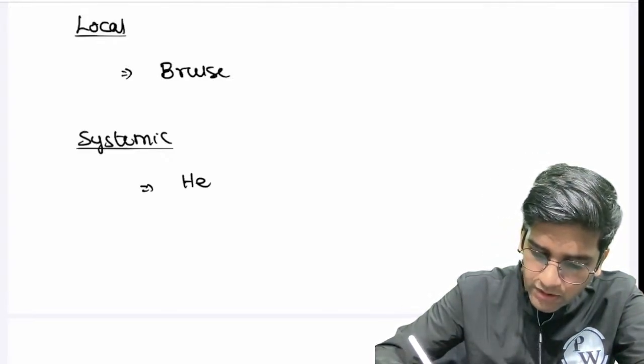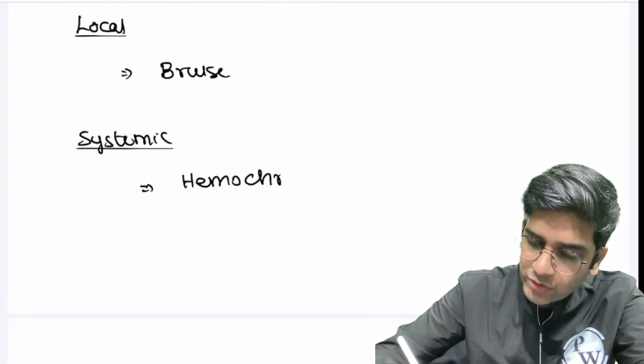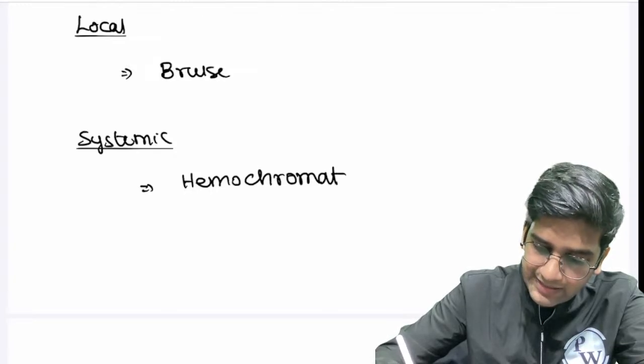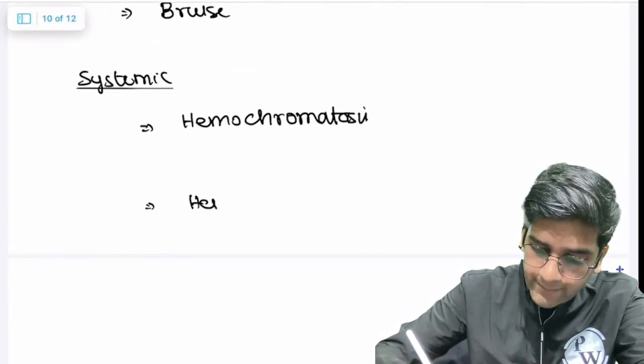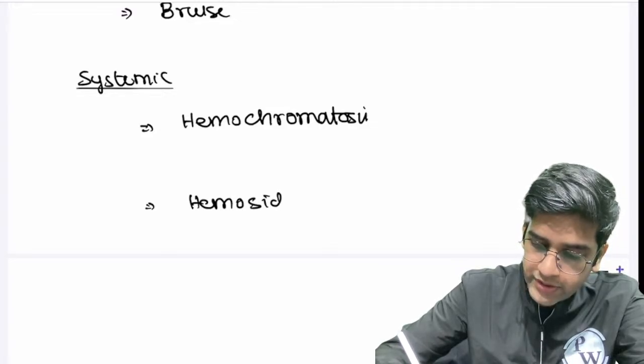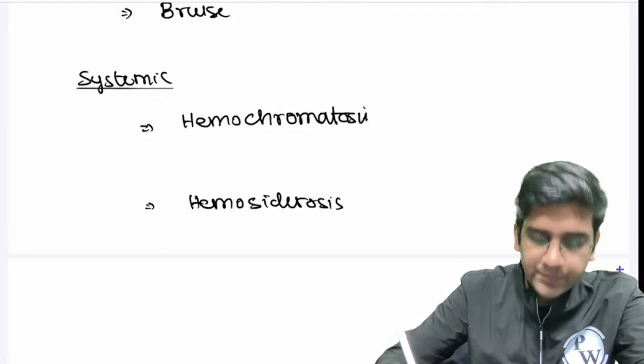So we have hemochromatosis. There are two terms here. Both the terms are there in Robbins. I'll try to explain and we'll try to tell the difference between the two. And we have hemosiderosis. And these are two things.